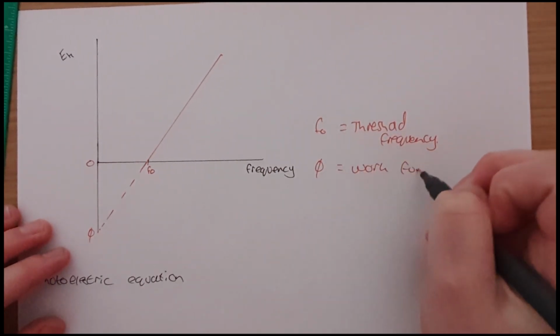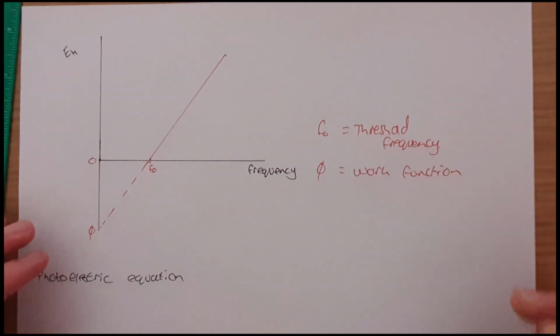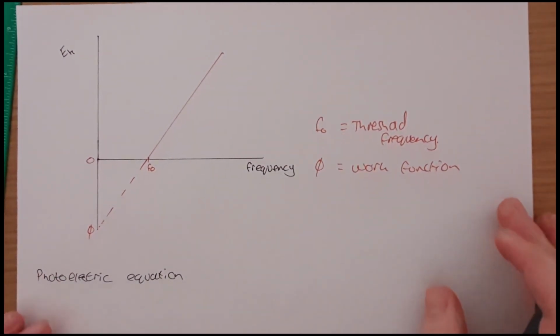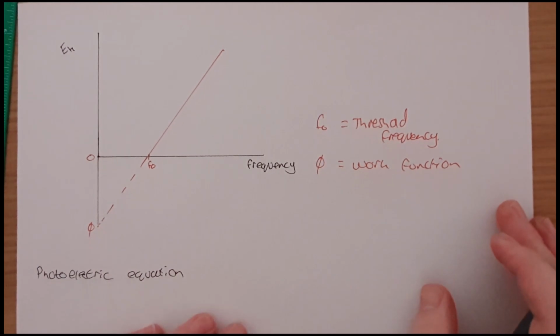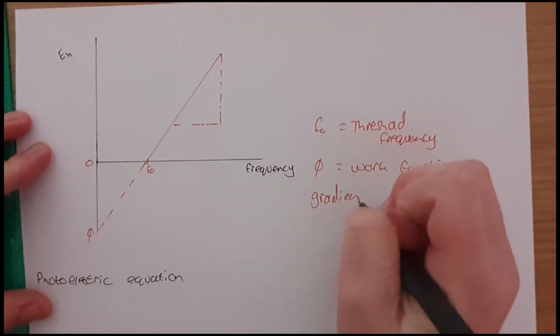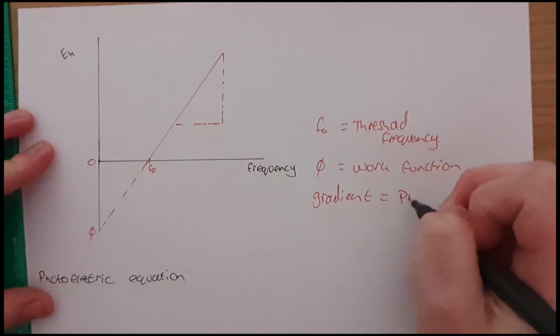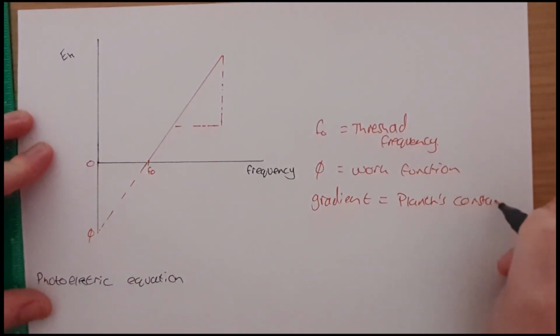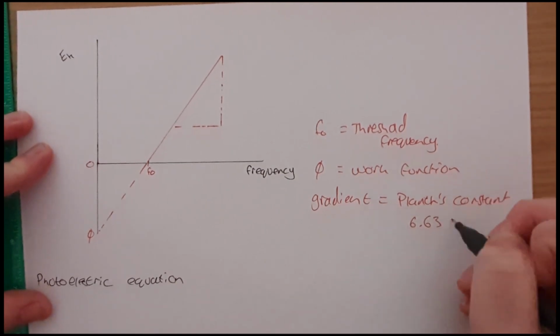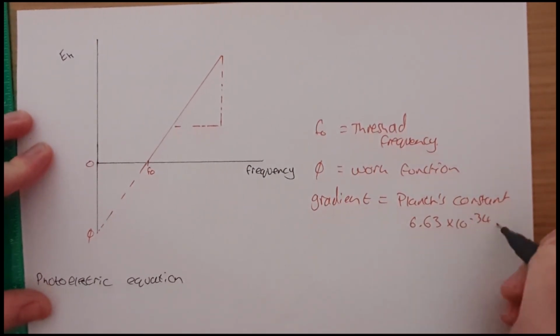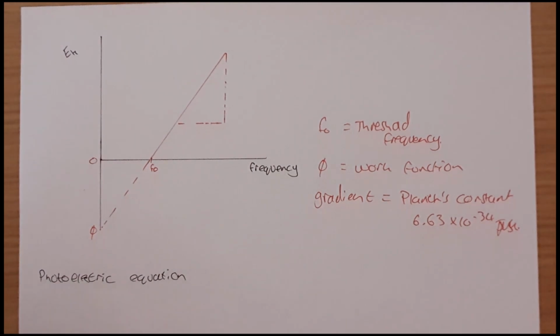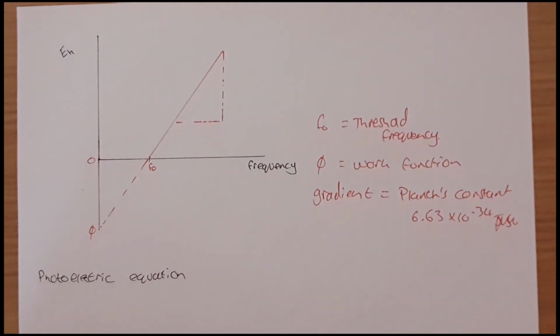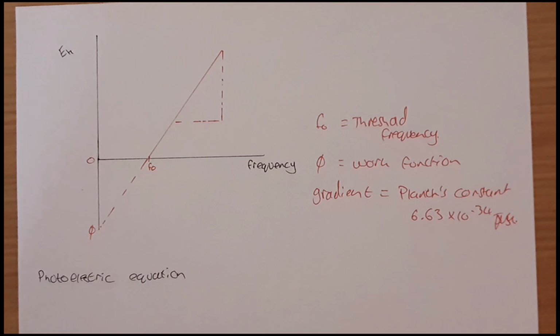Now, the work function we just defined at the beginning of this video is the minimum energy required for photoelectron emission. Which should hopefully be 6.63 times 10 to the minus 30. So, if we have a different metal, it's going to have a different work function. It's also going to require a different frequency of light.